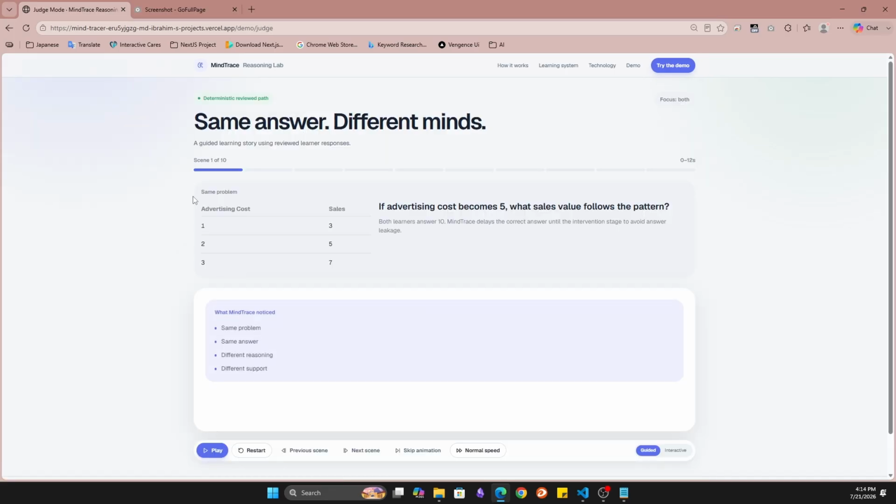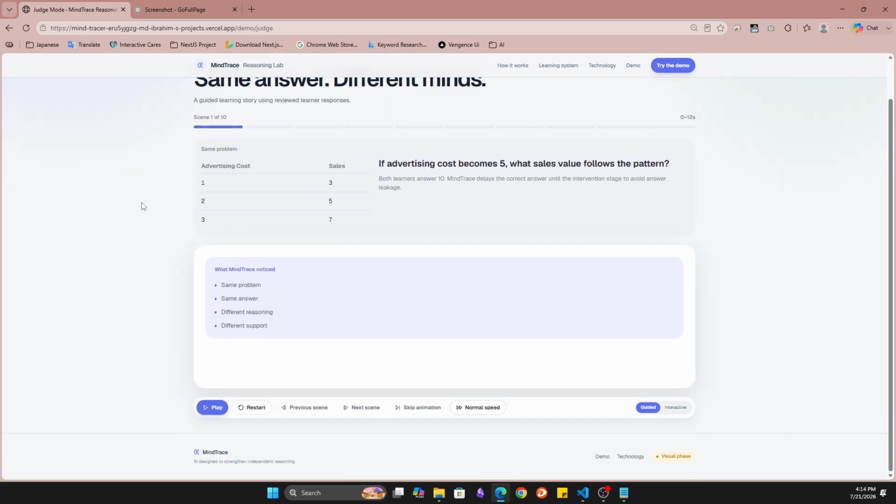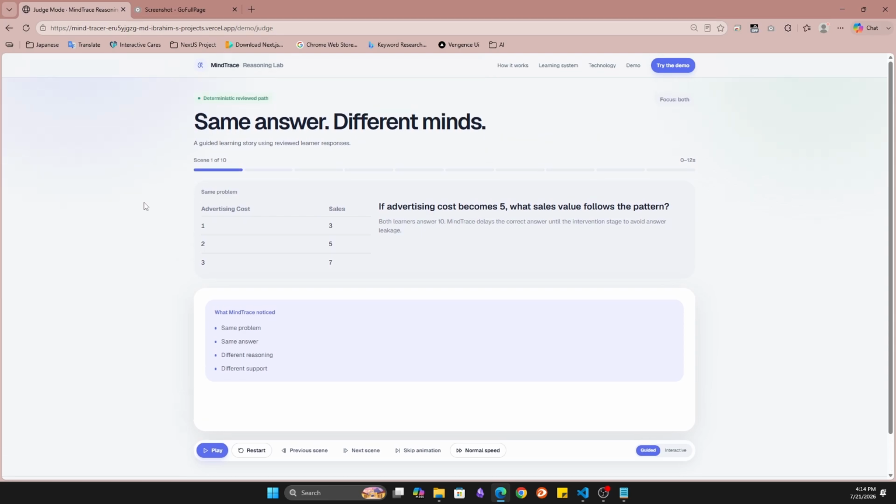This is the judge demo. The system starts with one problem and two learners who are both uncertain. MindTrace intentionally delays the correct answer because the goal is to inspect reasoning before giving help.